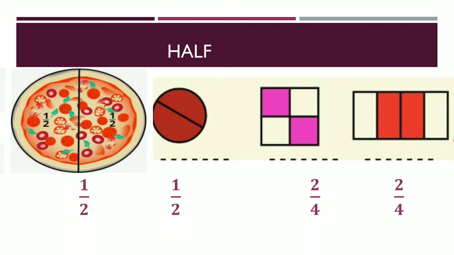Here the next figure is circle. Circle is divided into 2 parts. So one part is half, 1 upon 2. Square is divided into 4 parts. The 2 parts are colored with pink color. These 2 parts are shown as 2 upon 4. 2 upon 4 means also half.